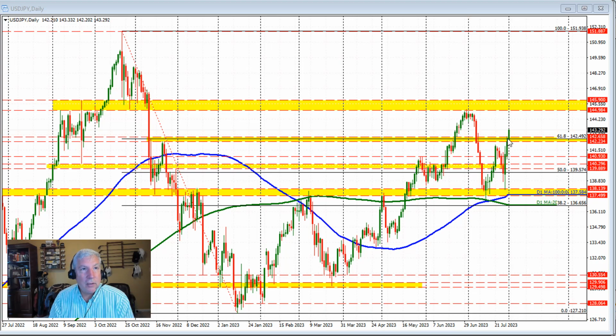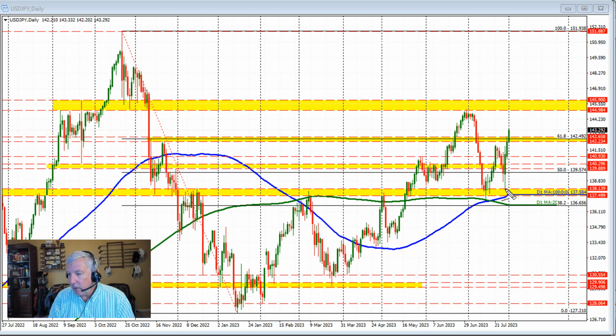As I mentioned yesterday, the price came up to the high of that swing area, getting above the 61.8% retracement in the process, but could not extend above that level. But in trading here today, we saw a base and we saw the price move further to the upside, especially in the early New York session.